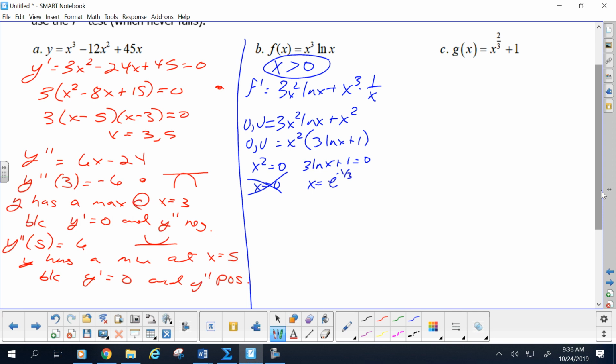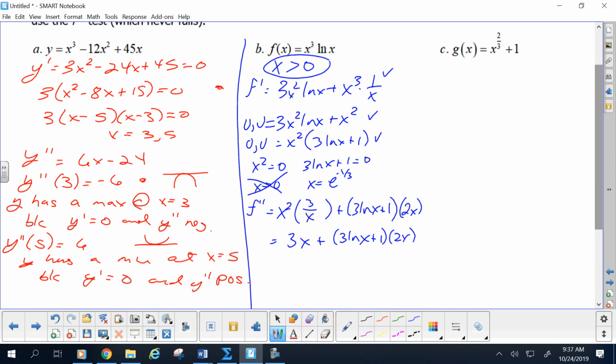All right, so now, are we done? Do we circle it? What do we do next? Second derivative. Second derivative, do you want to find it here, or step 3? Let's go step 3. It's product rule. First stays the same, x squared. What's the derivative of 3 log of x plus 1? 3 over x, boom. Plus, second stays the same, 3 log of x plus 1. What's the derivative of x squared? 2x, so maybe 3x plus 3 log of x plus 1 times 2x, yay?